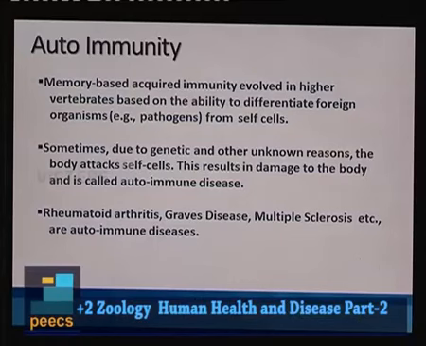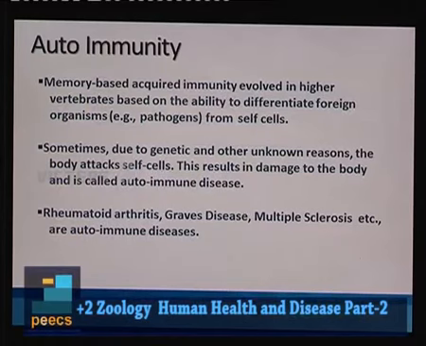But in the case of autoimmunity, due to some genetic and unknown reasons, our own cells are being attacked by our immune system. So, this is what is called autoimmune disease. Examples of autoimmune diseases are rheumatoid arthritis, Graves' disease, multiple sclerosis, etc.